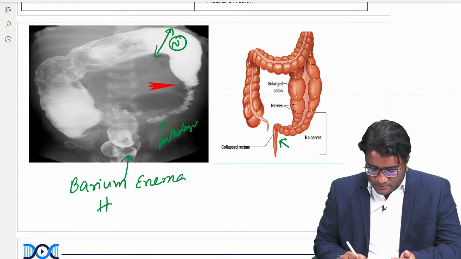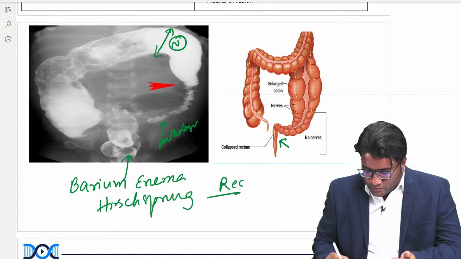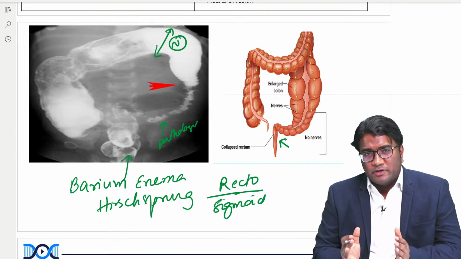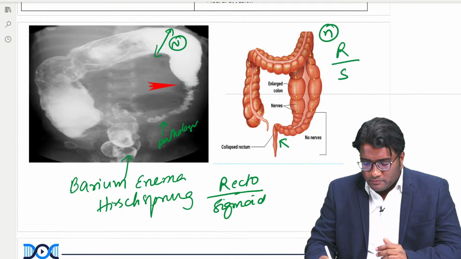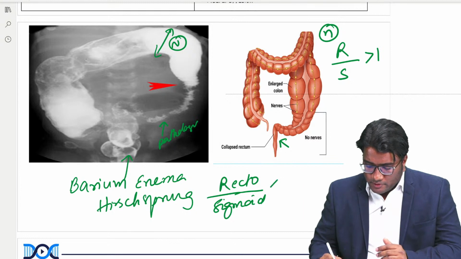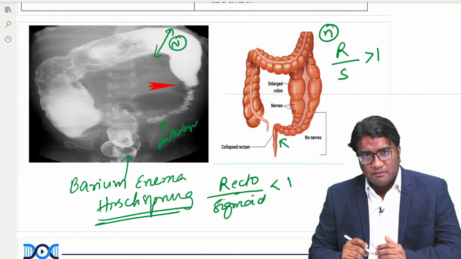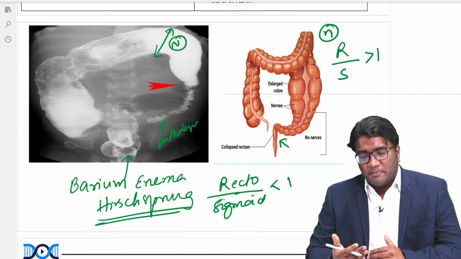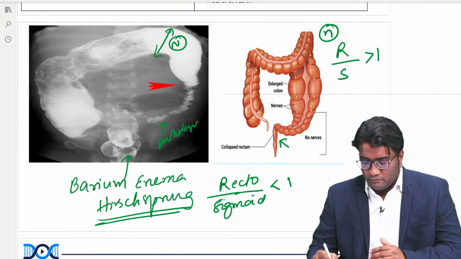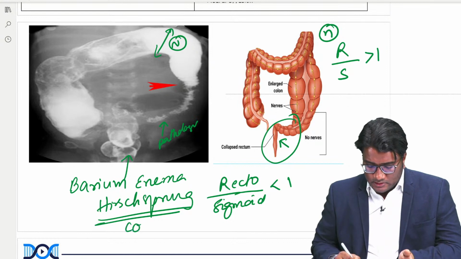And remember, in Hirschsprung's disease, the rectosigmoid ratio, right? Normally rectum is more in caliber than sigmoid colon. Normal rectosigmoid ratio is more than 1. But if the rectosigmoid ratio is less than 1, think of Hirschsprung's disease. So either a barium enema image like this can be given, where you see a constricted portion and a dilated part. The dilated part is the normal part, and the constricted part is the pathological part, where you have colonic aganglionosis. This is Hirschsprung's disease.